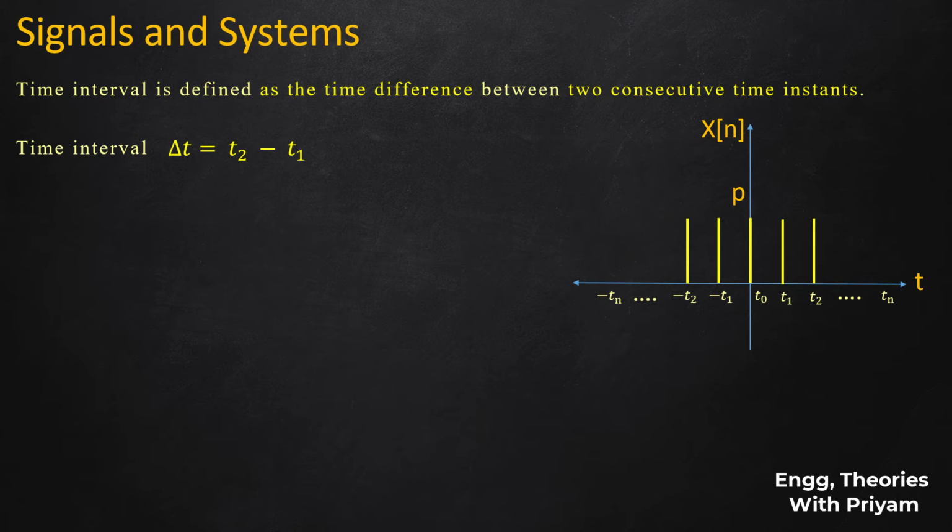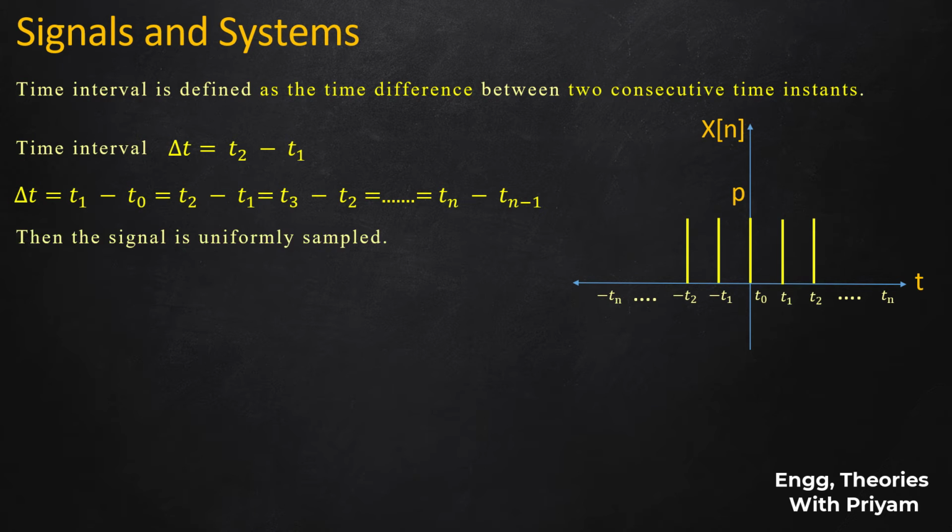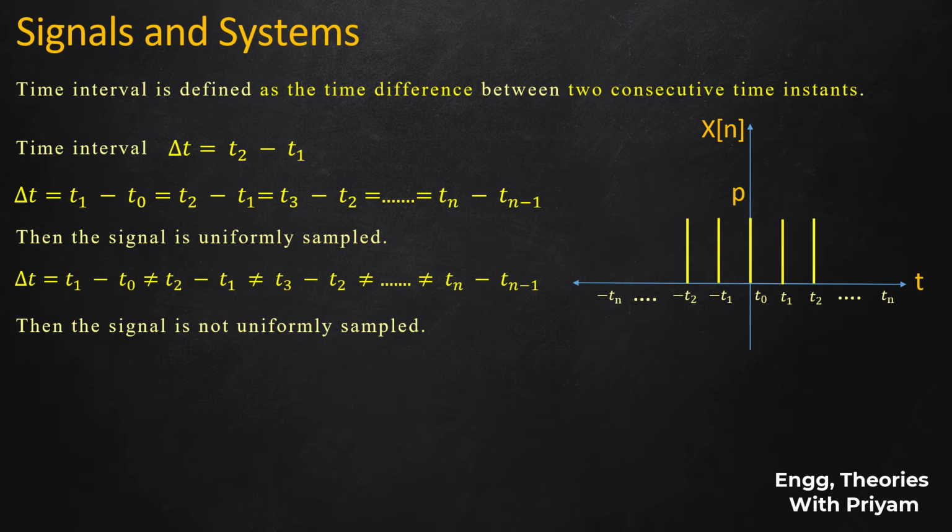This time interval determines whether the signal is uniformly sampled or not. If the time interval for all the consecutive time instants is same, or del t is equal to t1 minus t0, which is equal to t2 minus t1, which is equal to t3 minus t2, all the way up to tn minus 1, then this signal is uniformly sampled. If the time interval for all the consecutive time instants is not same, or del t is equal to t1 minus t0, which is not equal to t2 minus t1, which is not equal to t3 minus t2, up to tn minus 1, then the signal is not uniformly sampled.